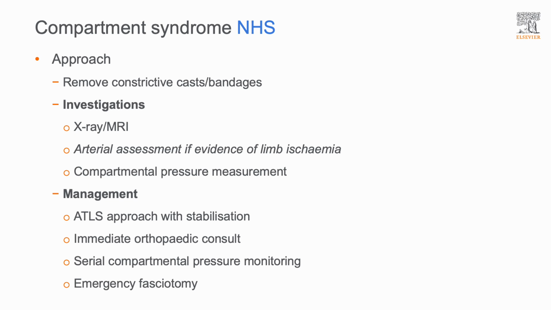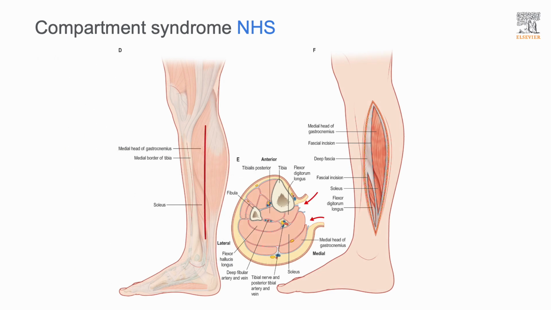And compartmental pressure measurements can be obtained to confirm elevated compartmental pressures. Management is with an ATLS approach with stabilization of the patient, immediate orthopedic consult, serial compartmental pressure monitoring, and emergency fasciotomy in all cases to prevent irreversible tissue ischemia. This image depicts a fasciotomy for compartment syndrome, and here we can see where the anterior and lateral compartments of the leg have been decompressed with a longitudinal incision over the anterolateral aspect of the lower leg.